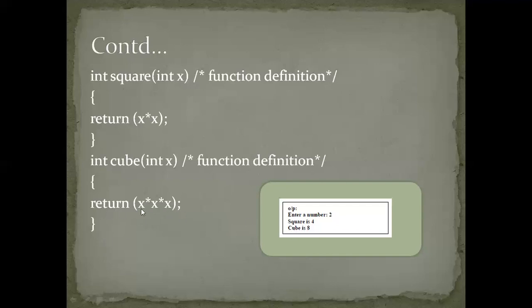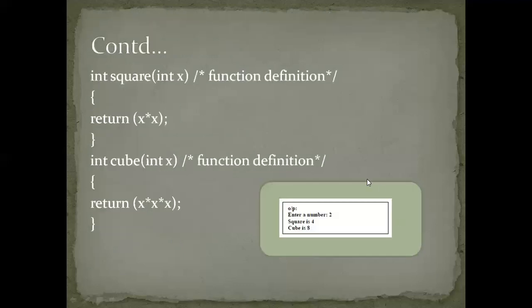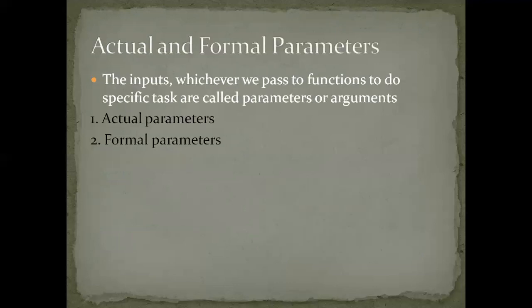So after performing these two operations, the control will come back here. It will assign the value, that is square of the number 2, how much? 4 here and 8 here. Finally, I'm going to print the square is how much? Answer 1 contains 4. Cube is how much? 8. Answer 2 contains 8. So finally we have got the result. So this is the output for the program. Understood? Okay. Move on to the next, that is actual and formal parameter.